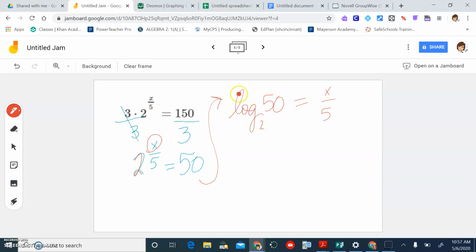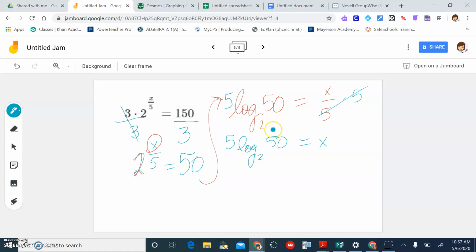Now, the stuff on the left is just a number that the calculator can help you figure out. Stuff on the right is what we need to solve. We want this x by itself. So right now it's being divided by 5. To undo that, the inverse would be multiply by 5. So we're going to multiply both sides by 5. So it turns out our exact answer is whatever 5 times log base 2 of 50 is.